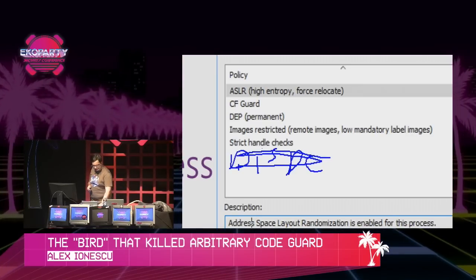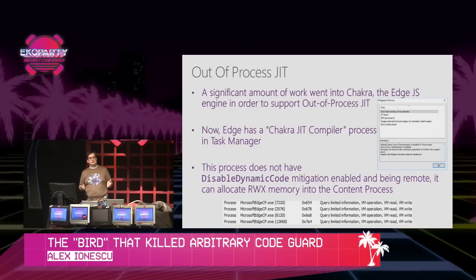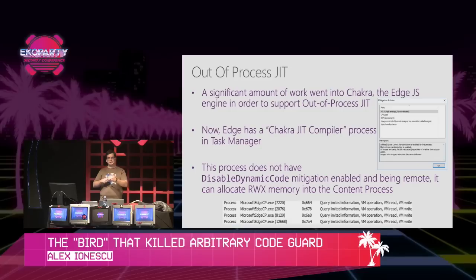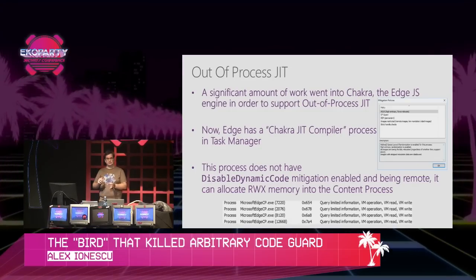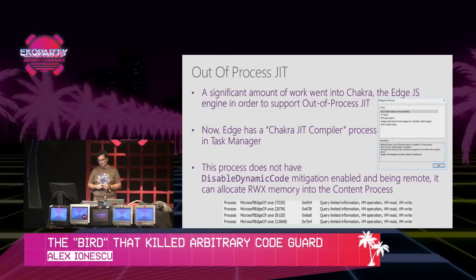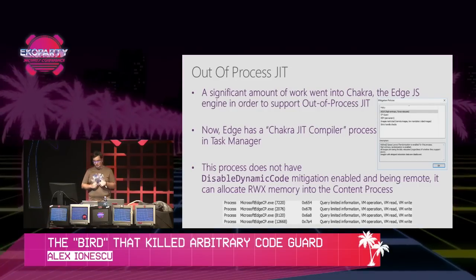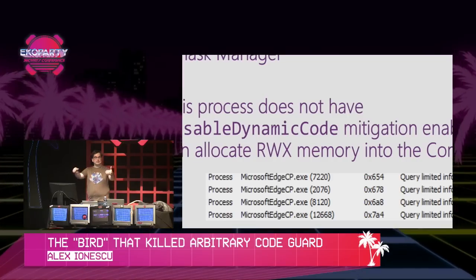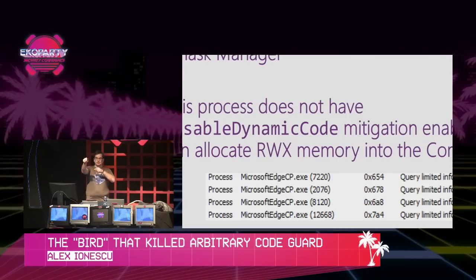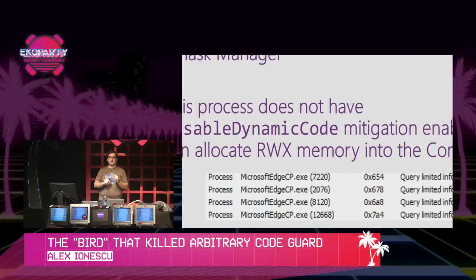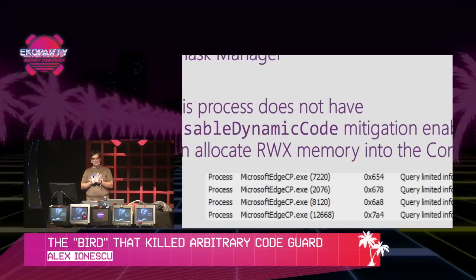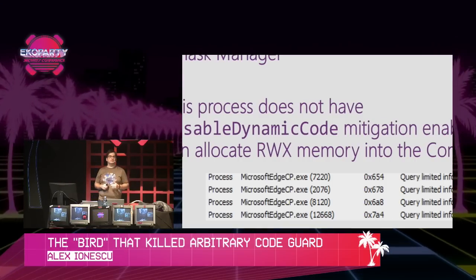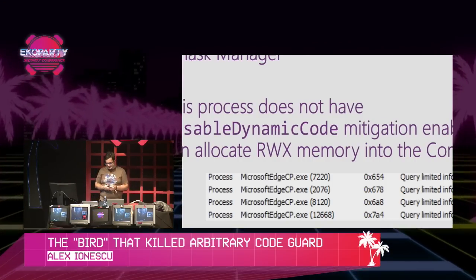And the great thing about Chakra, which is Edge's JIT engine, is that it's open source on GitHub. So you can go on GitHub, you can see how they did this, and you can see the RPC channel between the JIT process and the content processes themselves. The JIT process then has handles to all of the content processes, and it can basically JIT inside of their memory. Right? So ACG doesn't allow your process to dynamically generate code, but a separate process can go inside of your process and dynamically generate code as needed.